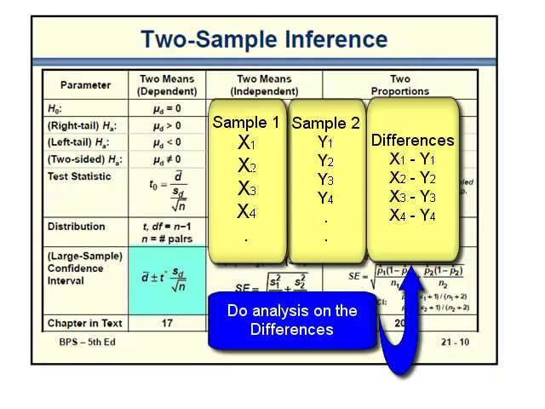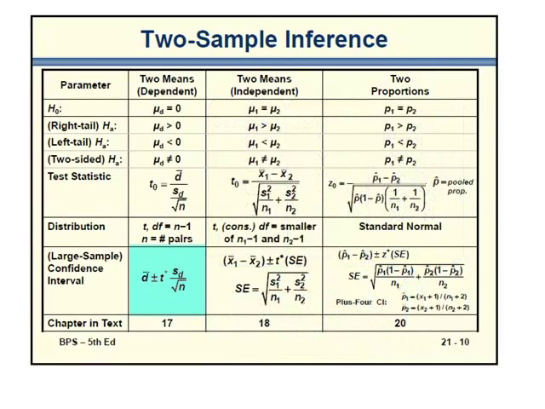And if I want to do a confidence interval, it's going to be d bar plus or minus our critical value t star times S sub d over the square root of n, because the standard deviation is S sub d over the square root of n.